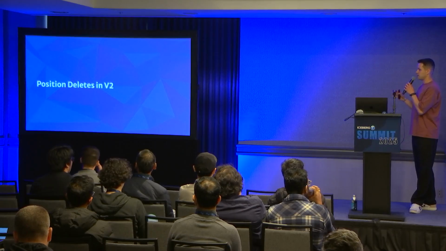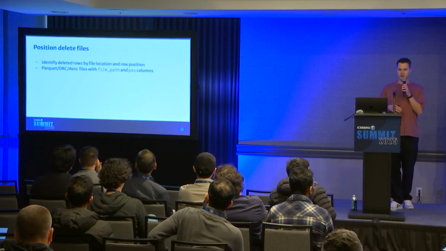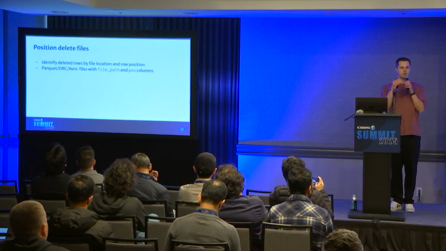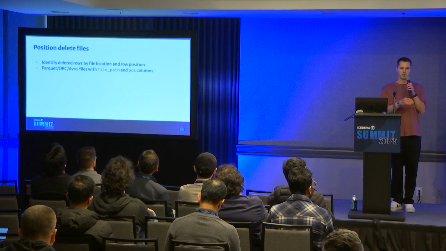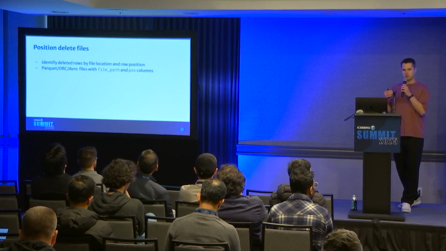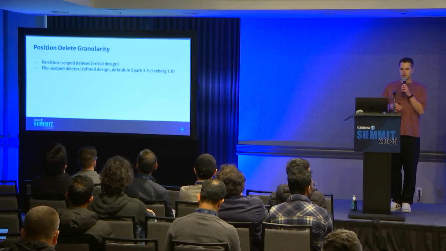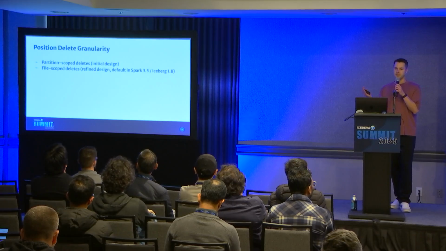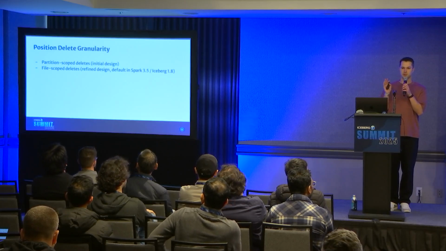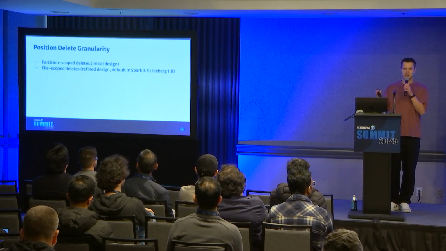Let's take a look at what Iceberg did for position deletes in V2. The V2 version of the spec relies on position delete files that identify rows to be removed by file location and row position. Those are regular Parquet or Avro files with two columns in them, file path and position. They may have different granularity. Initially, Iceberg persisted all of the deletes for a particular partition into a single file, and then it migrated to persisting deletes for a given data file separately.